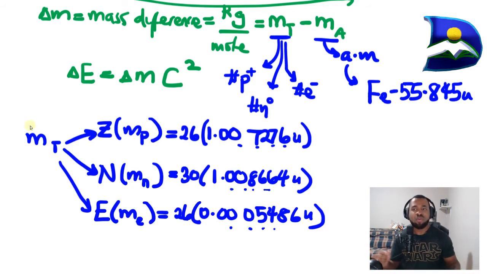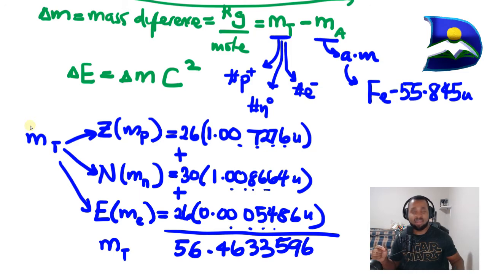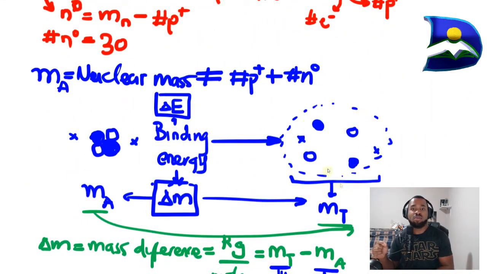So once we have this taken care of, we're going to add all these numbers after summing the products of each of them together, and we're going to get our mass total when they are fully separated out. And so what we have here is going to be 56.4633596 atomic mass units. So this number, MT, is equal to this number when the particles are fully taken out of our particular atom.